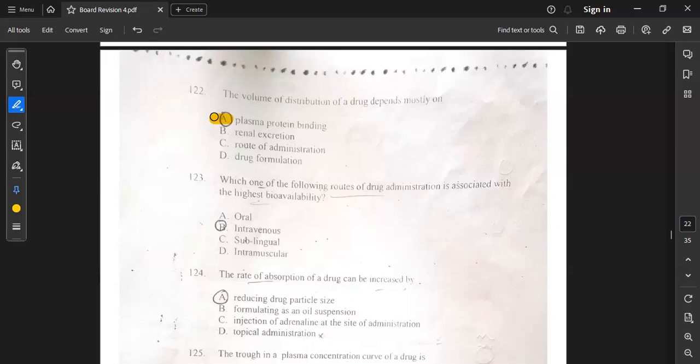Which of the following routes of drug administration is associated with the highest bioavailability? Oral, intravenous, sublingual, intramuscular. So it's IV, right? Since it's administered directly to the blood system.